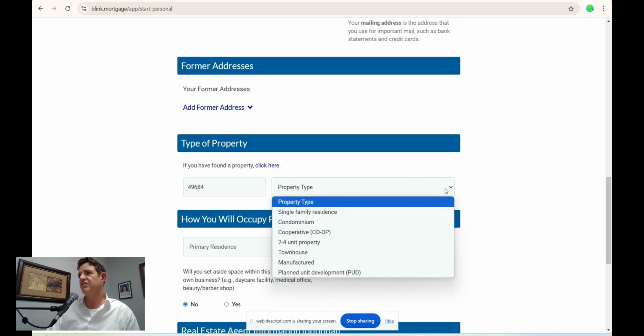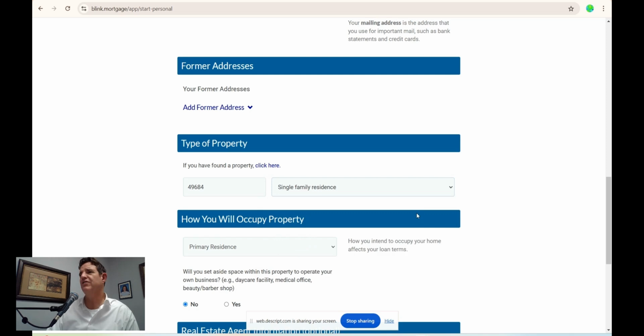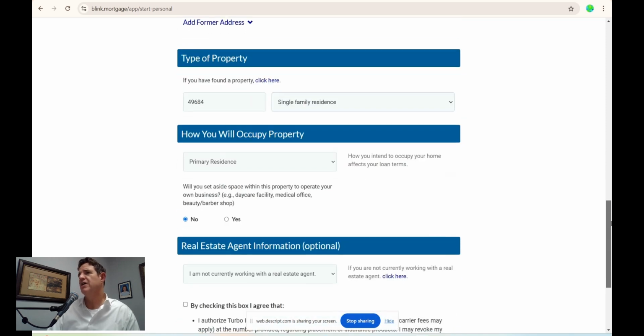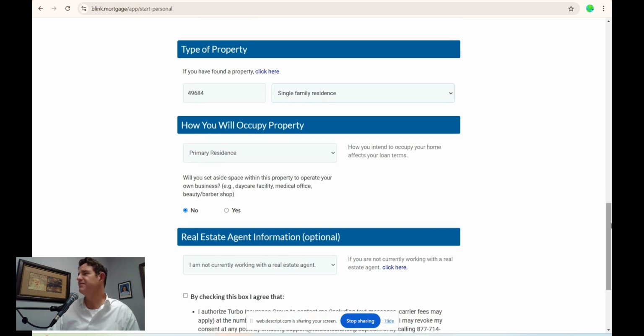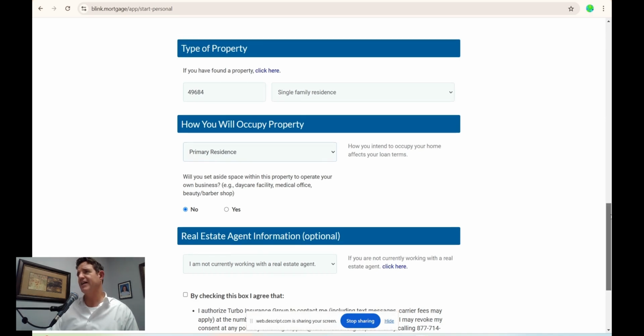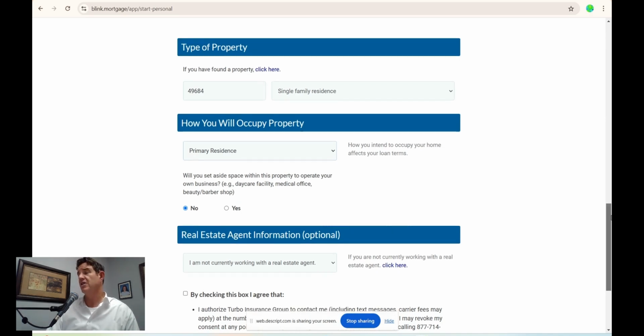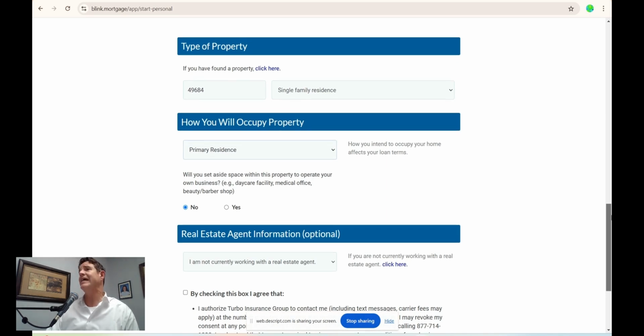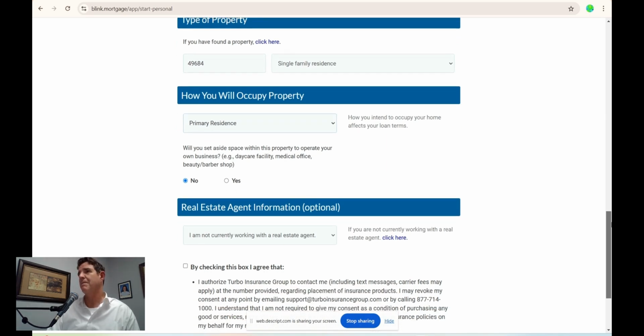You're going to notice that there's several types of property. You may not even have a property in mind yet. For a catch-all, just use single-family residence for now. Then the next question is going to be, how will you occupy the property? Very, very important. It's going to ask you if it's going to be your primary residence, second home, or if it's an investment property. Always ask your loan officer to find out which is important for that particular toggle, because it's going to be very important with the loan and the supporting documentation.